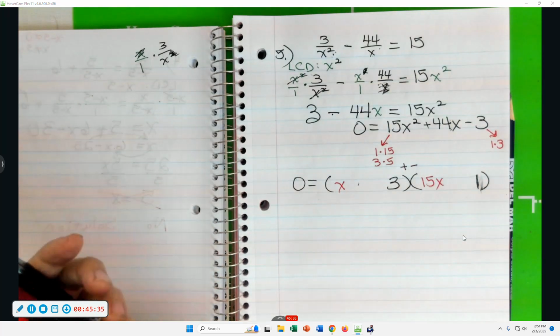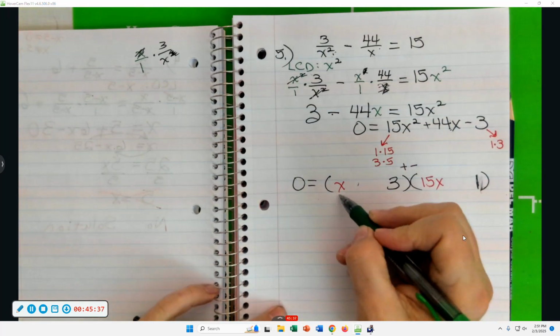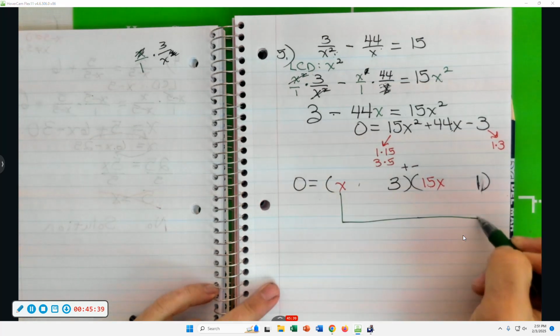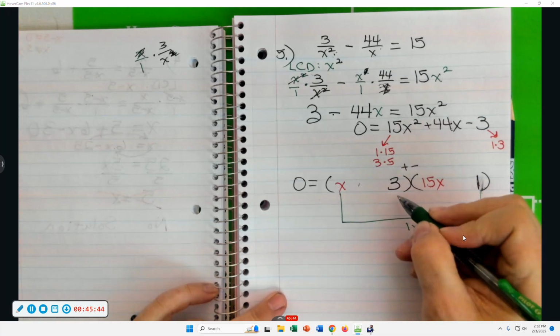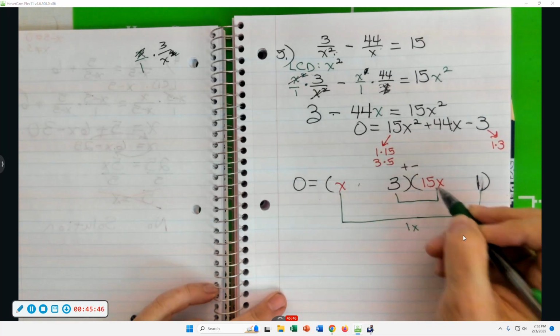Let's check the outer and inner. What's my outer product? 1x, x times 1 is 1x. What's my inner product? 45x.